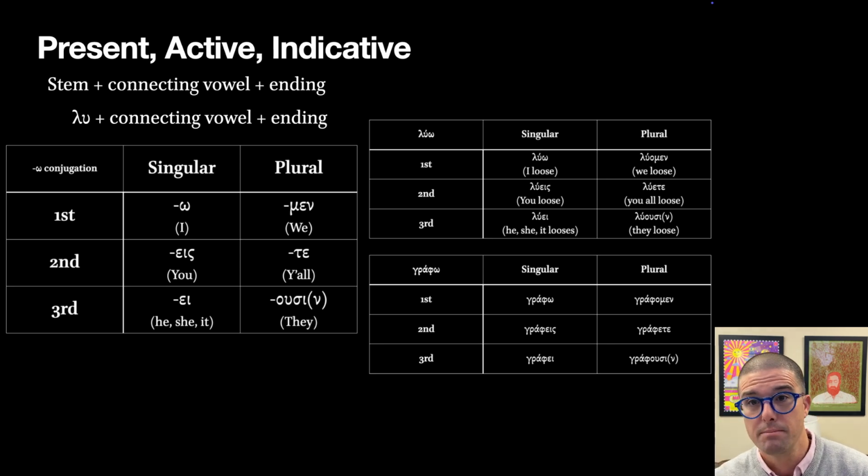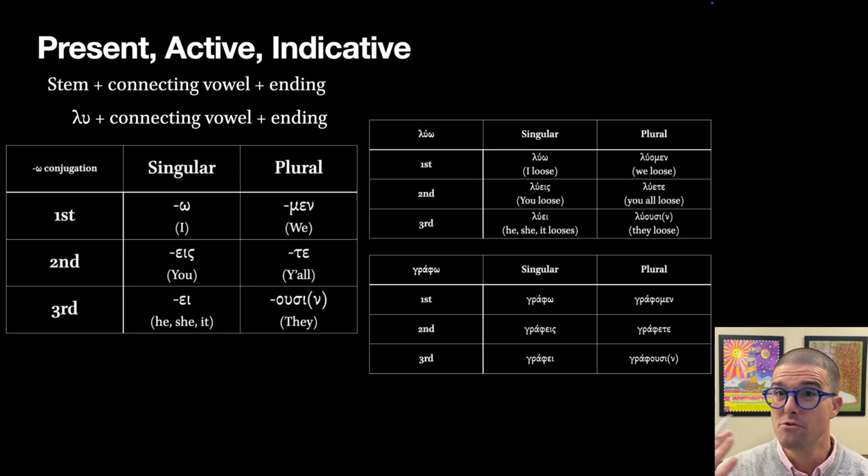When the next word begins with a vowel, we do this, for example, in English with a or an, a movable n at the end of a for a word that begins with a vowel. An energy crisis versus a dog. We add that in when the next word begins with a vowel to ease the pronunciation. Greek does the same thing with this ending, adding this nu when the next word begins with a vowel.